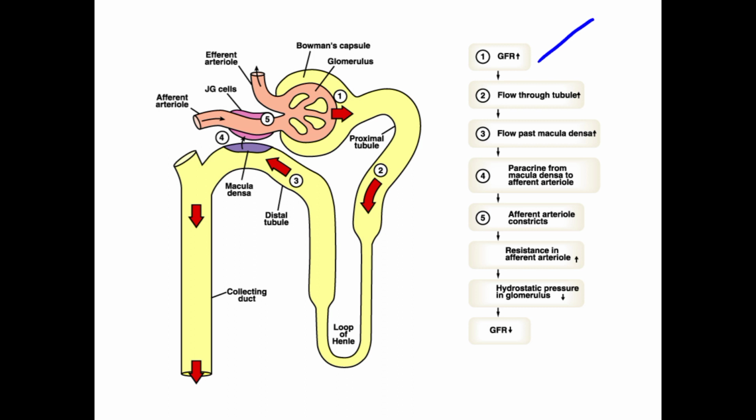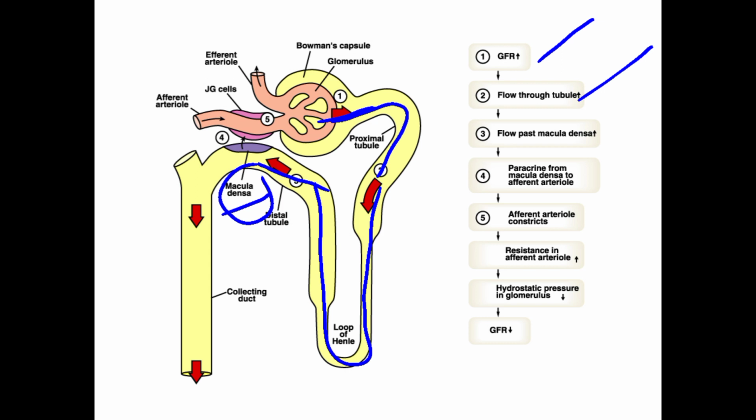Whenever the GFR increases, the filtration rate increases, so more filtrate flows through the tubules towards the macula densa. When the filtrate reaches the distal tubule, the macula densa acts as a sensor, and it will give a feedback.